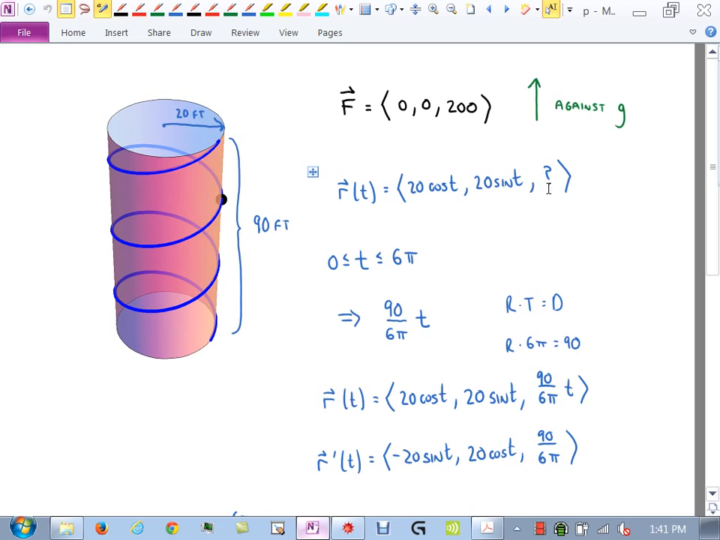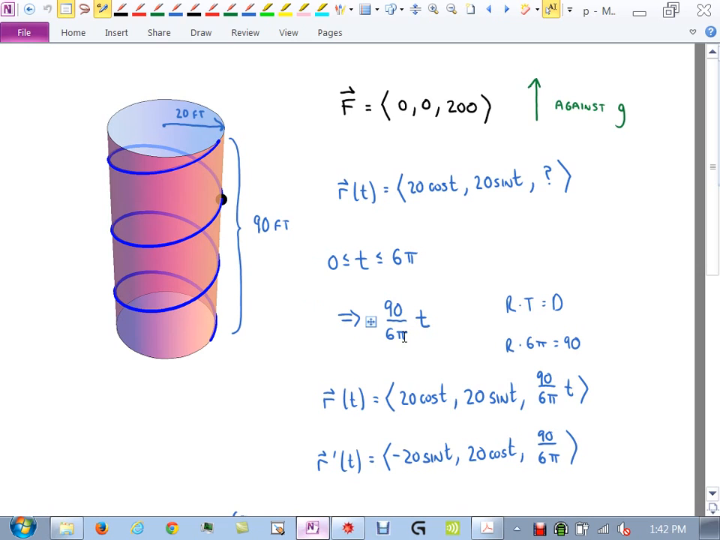T is the measurement of the angle, isn't it? T is our angle measurement. I mean, when we're drawing it, T is really like the angle. So how much does T have to go through to do 3 rotations? 6 pi, 0 to 6 pi. Agreed? So what we need is when T is 0, we need to be at the bottom. And when T is at 6 pi, we need to be at 90.